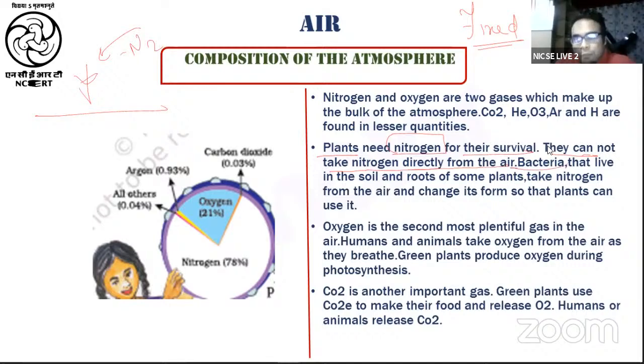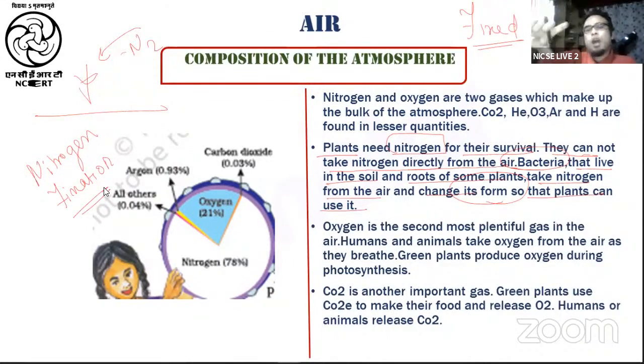So for example, we have bacteria that live in the soil, as well as some living on the roots of some plants, right? These bacteria which are found in the soil as well as living in the roots of the plants will take up the nitrogen from the air and change its form so that it can be taken up by the plant. Understood? So this whole process of the nitrogen being taken by the bacteria and changing its form is called nitrogen fixation. And this is a very important topic from your environment subject perspective, right?